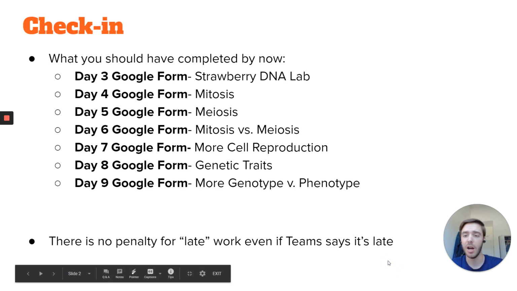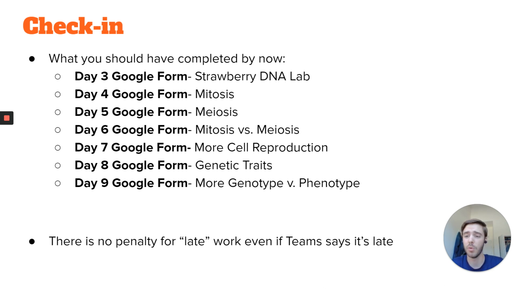But first, I just want to remind us where we are with grades. These are all of the assignments that I have graded from day 3 all the way up to this assignment, which is day 9. These are all in the grade book. If you see that you have a Z for any of these assignments, you can still do them and turn them in. You can still get full credit. So if you are missing an assignment and you want to do it, still do it, and you will get a grade for it, I promise. There's no penalty for late work, and even if Teams says that it's late, it's not late, so you can do it.